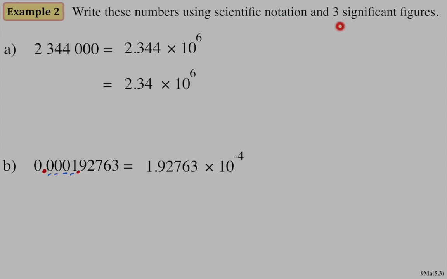I now need to make sure I've only got 3 significant figures. So there's the first figure, there's the second figure, there's the third figure. I'm going to stop there, but because that number there is a 7, 1.92 has to bump up and become 1.93. So the answer is 1.93 times 10 to the power of negative 4 if I want to write this in scientific notation, rounding it to only 3 significant figures.